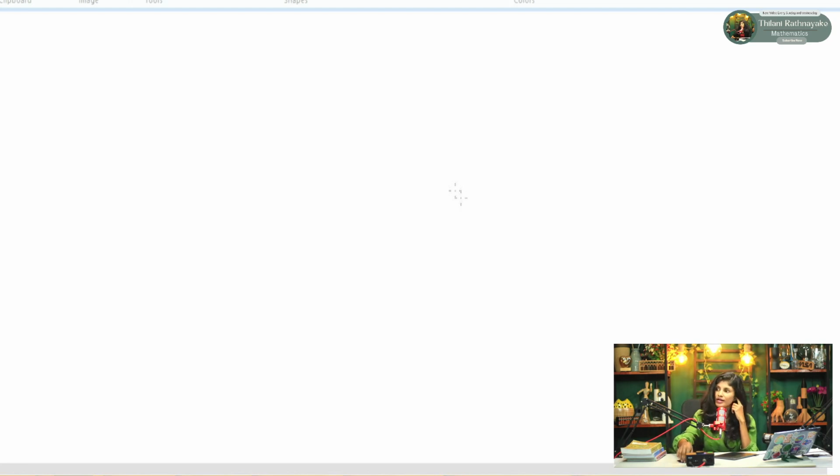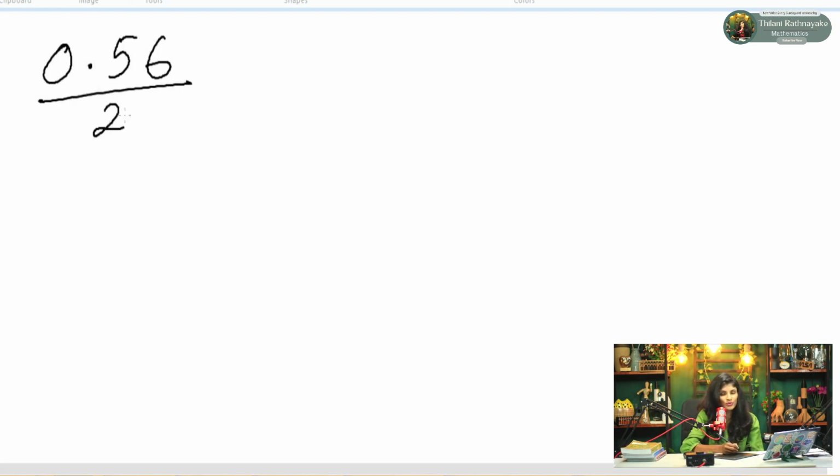Okay, so my first question is 0.56 divided by 2. Okay. To do this question, we have two methods. Either we can convert these decimals into whole numbers, or else we can just keep this one as the decimal and do the division. Firstly, I am going to teach you how to convert this one into a whole number and simplify.